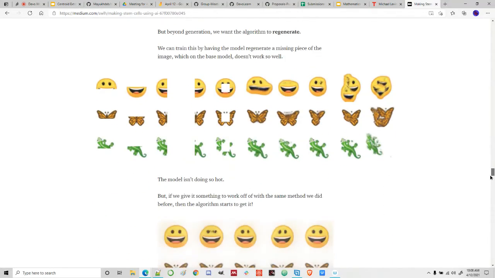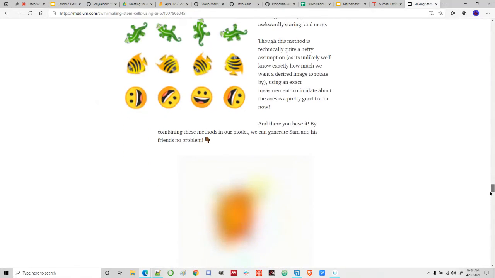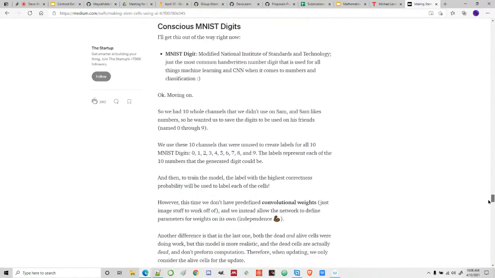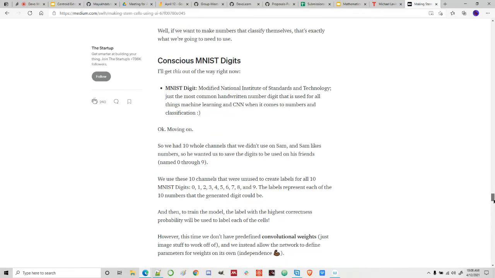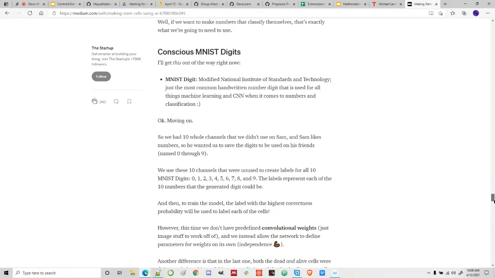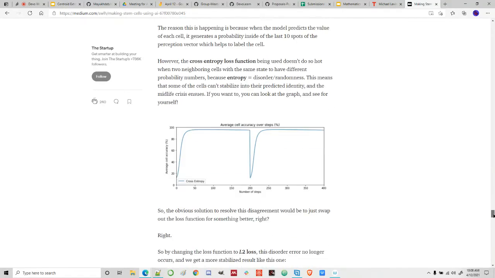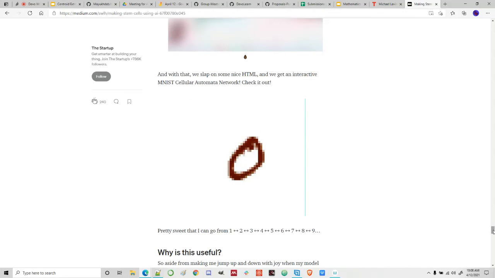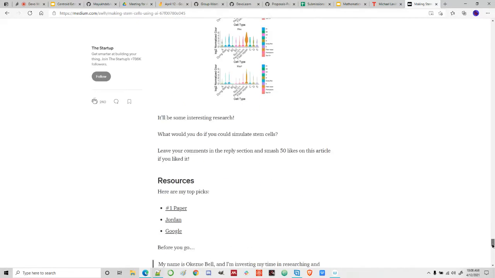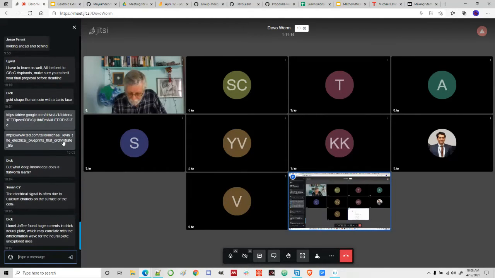And I don't know if it links to a lot of the Distill articles that we've been following, but it mentions conscious MNIST digits, which is kind of interesting. That uses the word conscious, but I'm not a big fan of using the word consciousness when you mean something that's cognitive. But anyways, this goes through a lot of this. Why is this useful? So this is like self-organizing MNIST digits. And then here are some resources which are interesting. So here's a link to that.